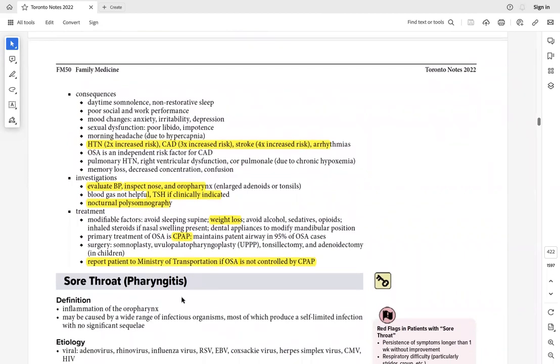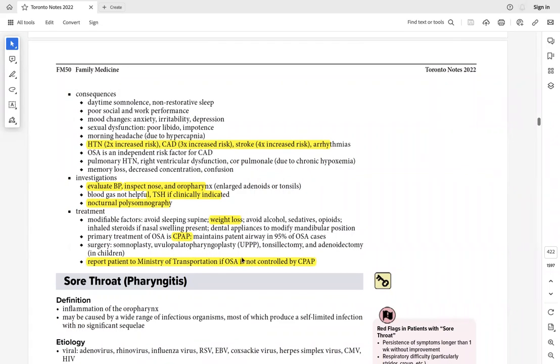Also, if the patient has OSA and it is not controlled by CPAP, what is the next step? Always report to the Ministry of Transportation, because he cannot drive properly. He might be driving and fall asleep, and there can be some serious injury. So we have to report to the Ministry of Transportation, and until his condition gets better, they will cancel his license. He won't be allowed to drive. It's reportable to the Ministry of Transportation.